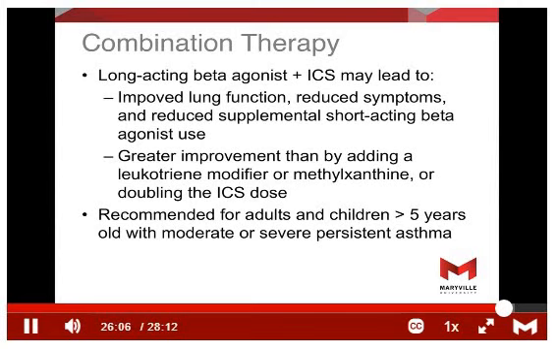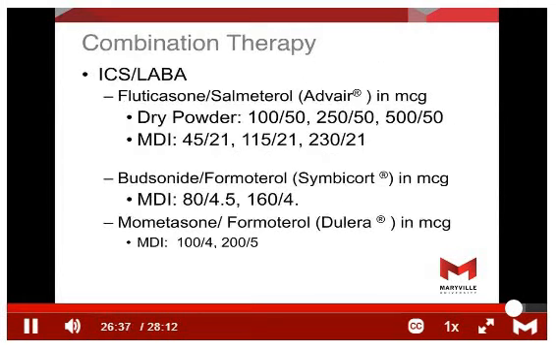Combination therapy, a long-acting beta agonist plus an inhaled corticosteroid, may lead to improved lung function, reduced symptoms, and reduced supplemental short-acting beta agonists, which we know the overuse of can increase the risk of asthma death. It gives greater improvement than adding a leukotriene modifier or methylxanthine or doubling the inhaled corticosteroid dose. Recommended for adults and children over 5 with moderate to severe persistent asthma. So inhaled corticosteroid plus LABA, these are some of the combinations you can get, like Advair and Symbicort, so you don't have to, they're already combined.